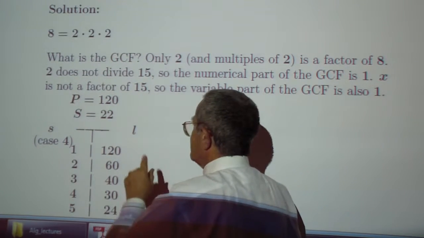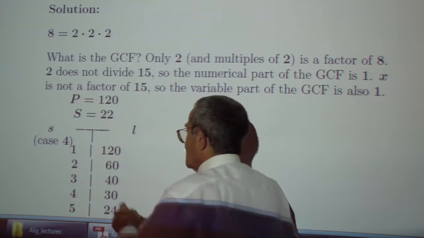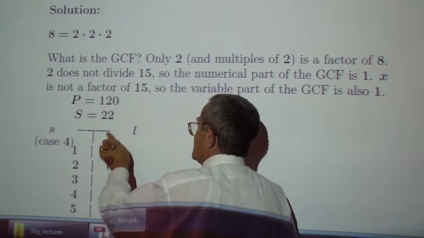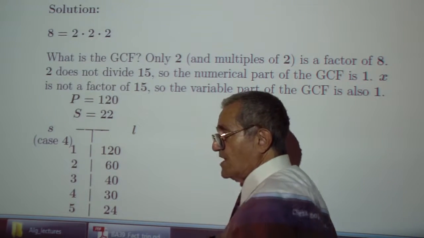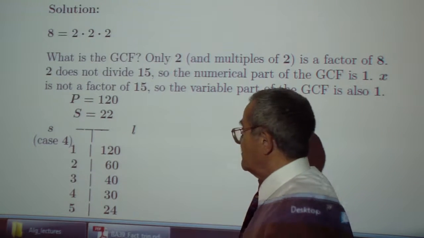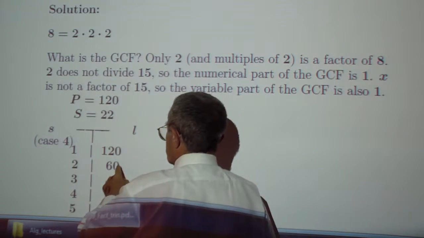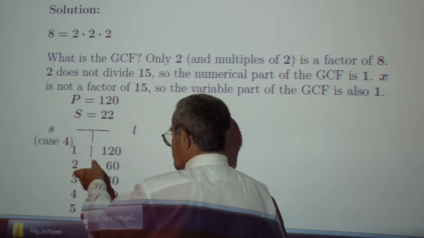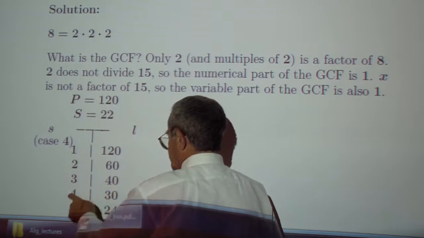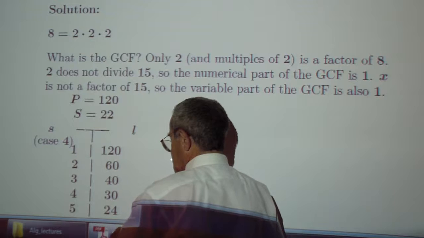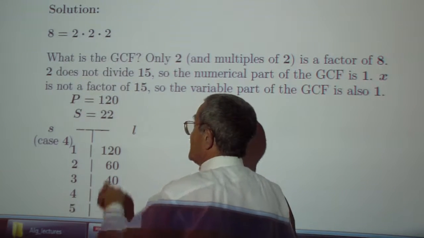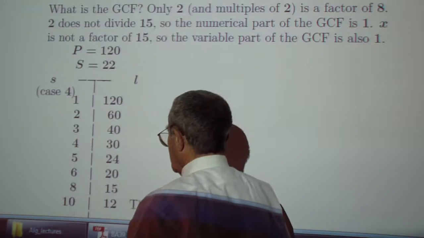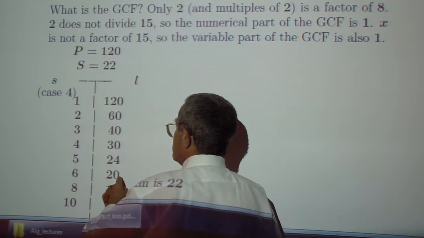Run through all the divisors of 120 and keep an eye out for the sum. You're interested in the sum of 22, if there is such a sum. So 1 times 120, 2 times 60, the sum is not 22. 3 times 40, 4 times 30, 5 times 24, the sum is 29. I'm getting closer. 6 goes in here 20 times.